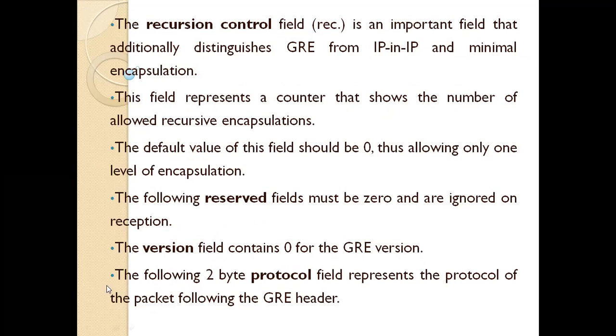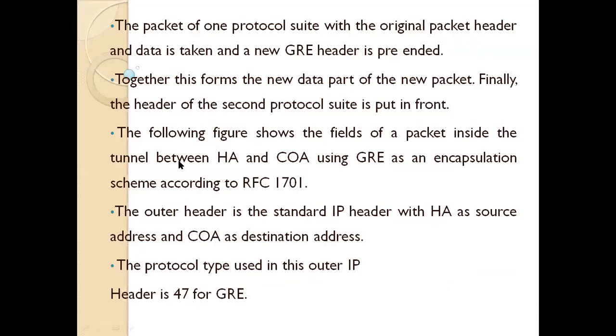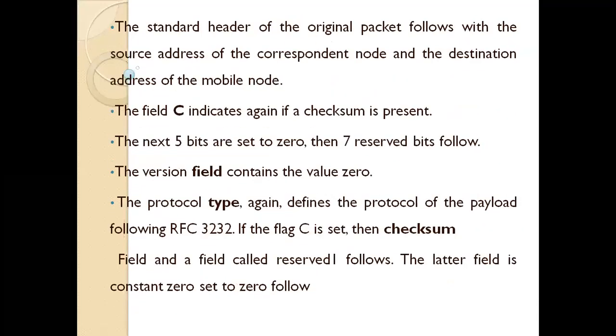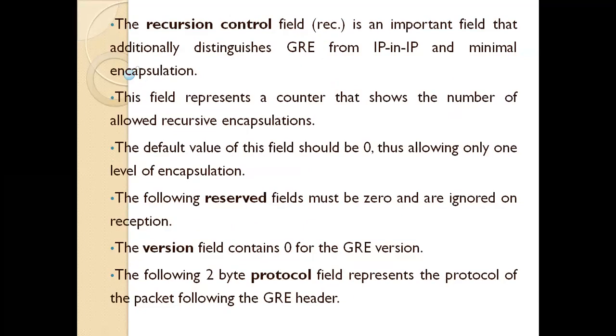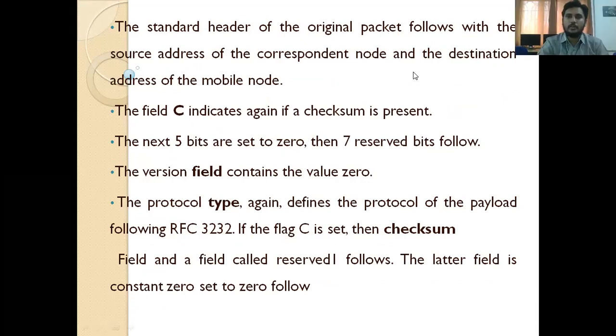The version field contains 0 for the GRE version. The following 2-byte protocol field represents the protocol of the packet following the GRE header. This one is the GRE header. So the standard header of the original packet follows with the source address of the correspondent node and the destination address of the mobile node.